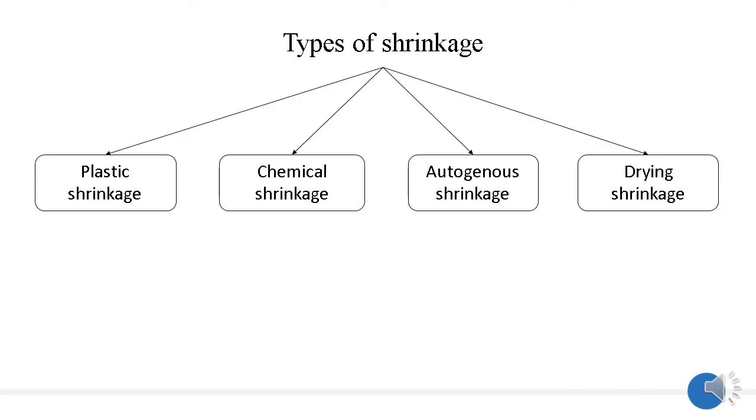So what are the different types of shrinkage? We have plastic shrinkage, chemical shrinkage, autogenous shrinkage, and drying shrinkage. Our topic of discussion is plastic shrinkage.